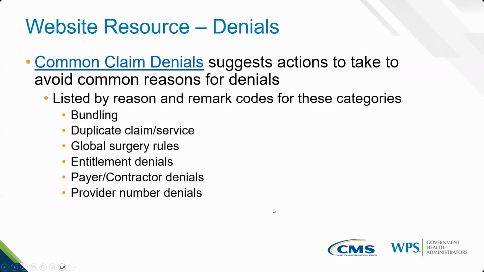Common claim denials is another great website resource, and these are kind of lumped into categories. So if you look at this resource on our website, you're going to see for rejections due to bundling, this is what you need to do in order for Medicare to make payment. Duplicate claims are listed there too. I'm going to show you that right now.